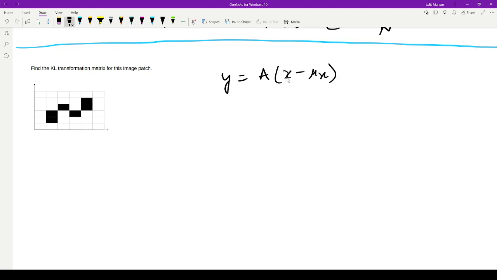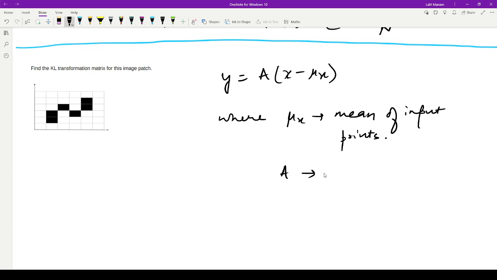Where x is the input signal, y is the output signal. It can be an image or whatever. And mu x is the mean. Mu x is the mean of what? Mean of the input data points. And A is what? A is the eigenvector matrix. How do you define that?